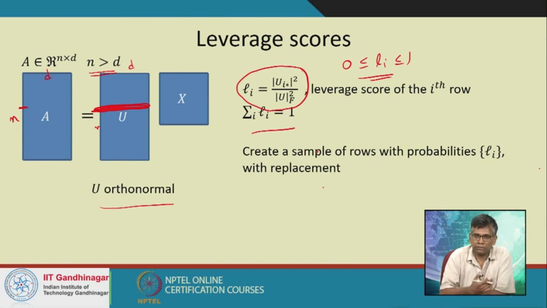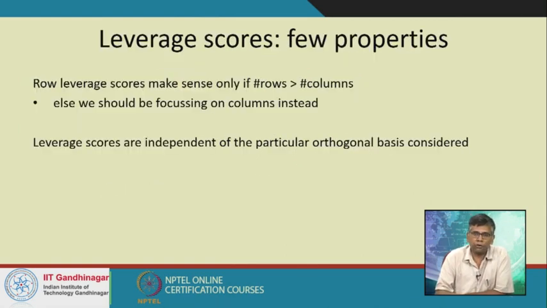So one of the things that we will do, once we have defined these leverage scores, is typically create a sample of rows using the leverage scores Li with replacement. Just like we were using the probabilities Pi in the previous slide, here instead of the probabilities Pi, we'll use these leverage score probabilities Li, and we'll do sampling with replacement using these probabilities. So before we show its use, let's look at a few of its properties.